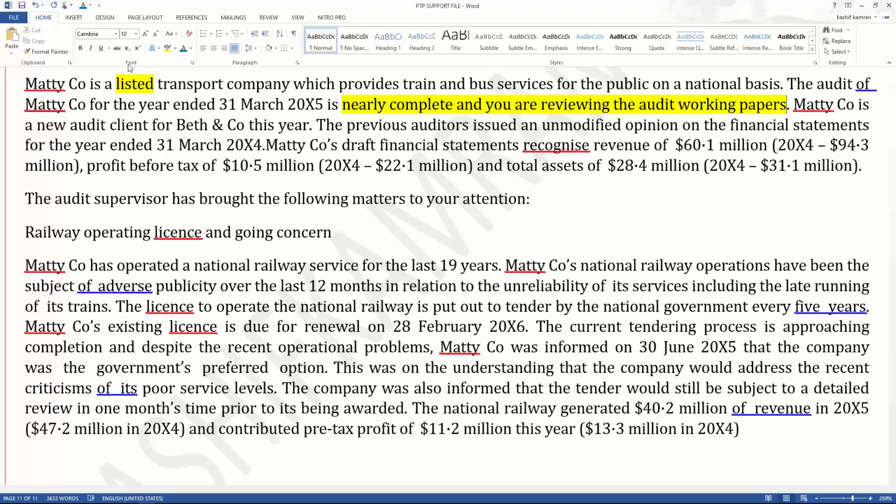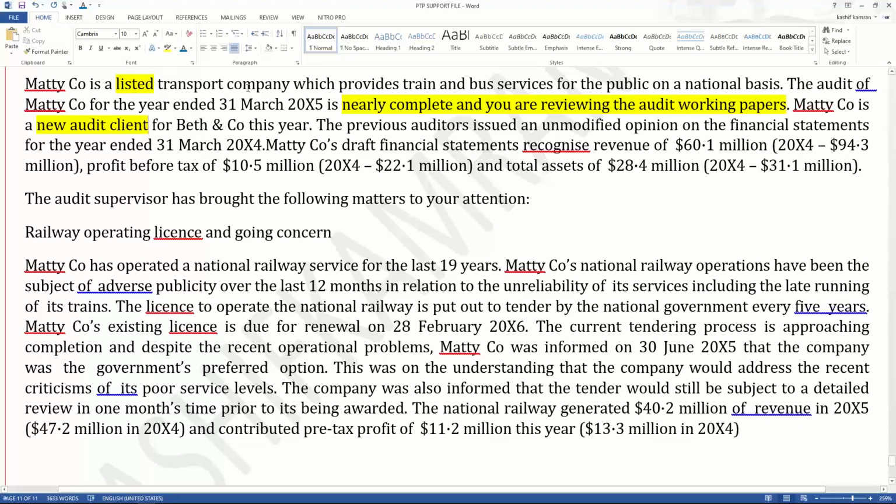The company is a new audit client of the audit firm, a new audit client. So is that an important information? I might need to use it somewhere when answering the question. It's a listed company, that's important. It's a new audit client. I might need to use it somewhere when I'm answering my question. And we are standing at a completion stage of the audit.